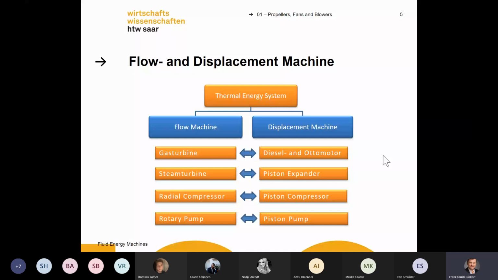It's a museum now, and there you can see really big piston compressors for compression of air. And of course, we can also have piston pumps. Piston pumps for water are also used in many facilities.